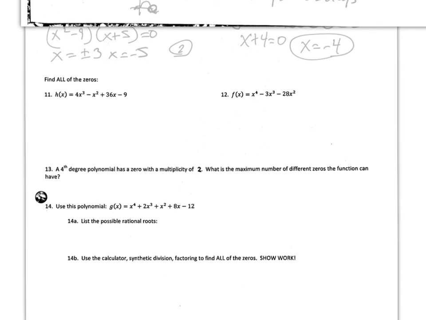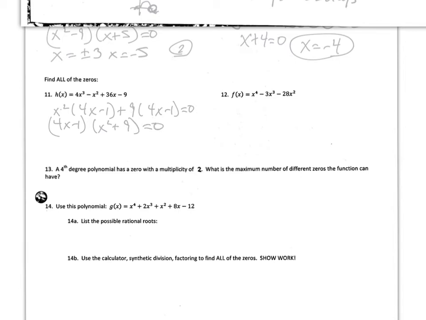Now for number 11 and 12, we're trying to find all of the zeros. So that means imaginaries, whatever else we can find. So again, grouping. These first 2 have an x squared in common. The next 2 have a positive 9 in common, which leaves you with 4x minus 1 again. So now we have 4x minus 1 and x squared plus 9.